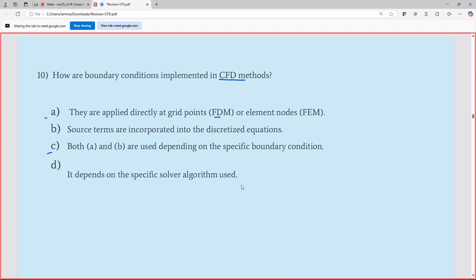Option A, they are applied directly at grid points or element nodes. Option B, they are incorporated as source terms in the discretized equations. Option C, both A and B are used depending on the boundary condition. Option D, it depends on the specific solver algorithm used.